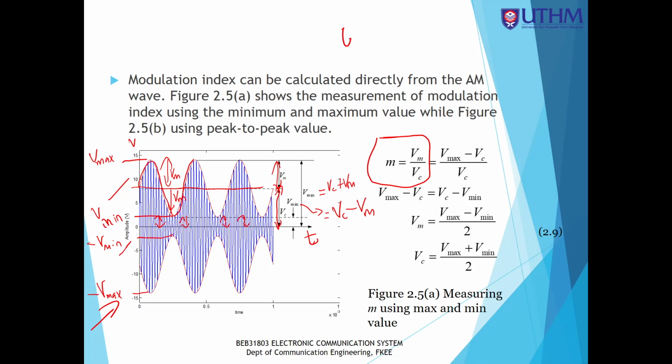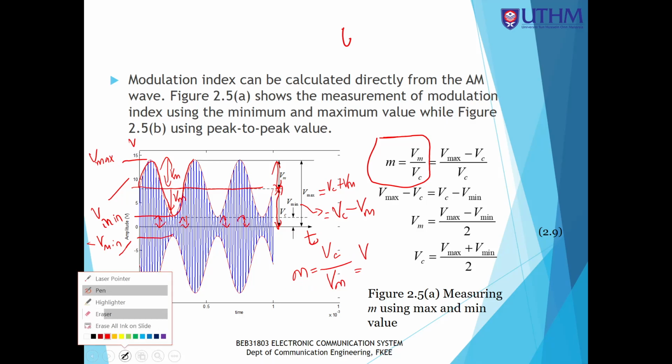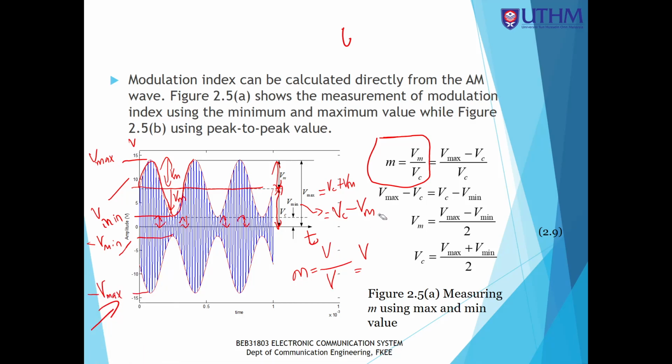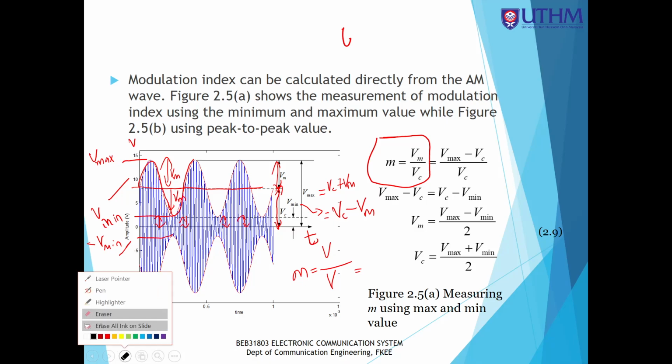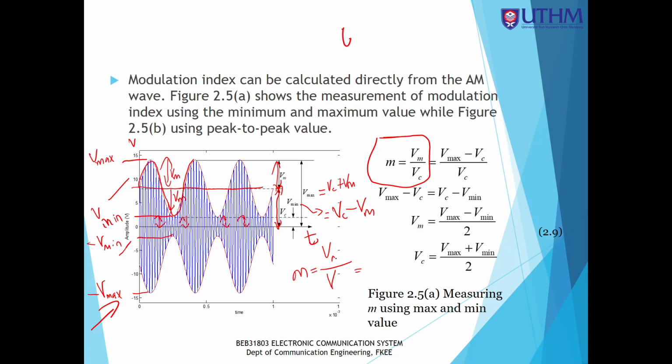So when we find the modulation index, M is equal to Vc divided with Vm, which is equal to Vc, sorry, saya buat terbalik nampak, so I've made a mistake over here. So M is equal to Vm over Vc. That means this one is Vm. So how we want to relate this one? Vm, Vc, and also the Vmax.